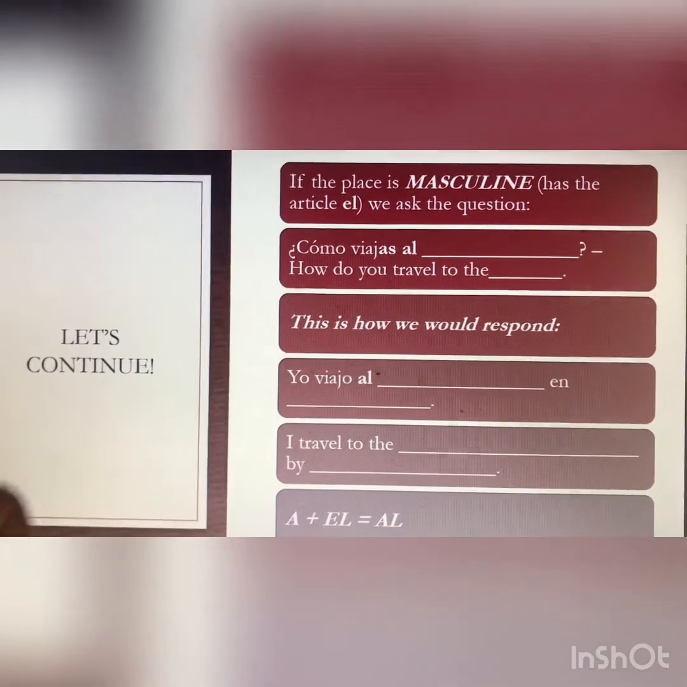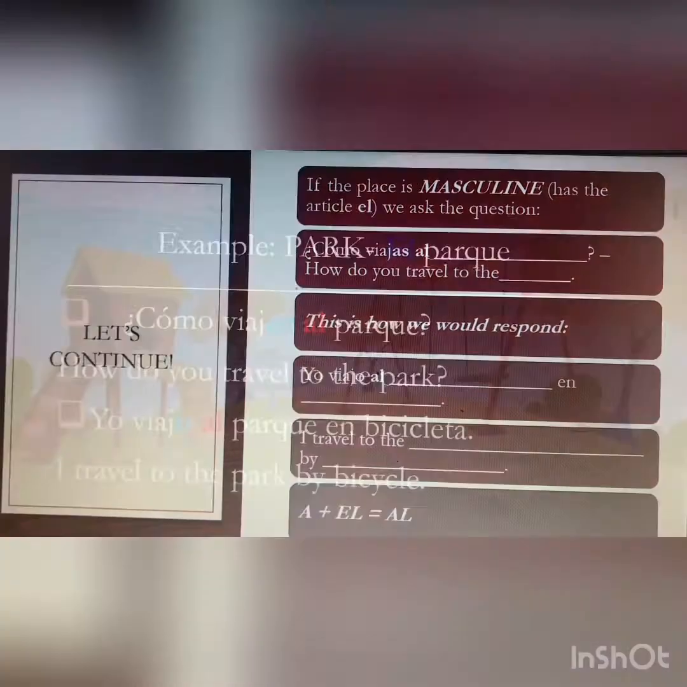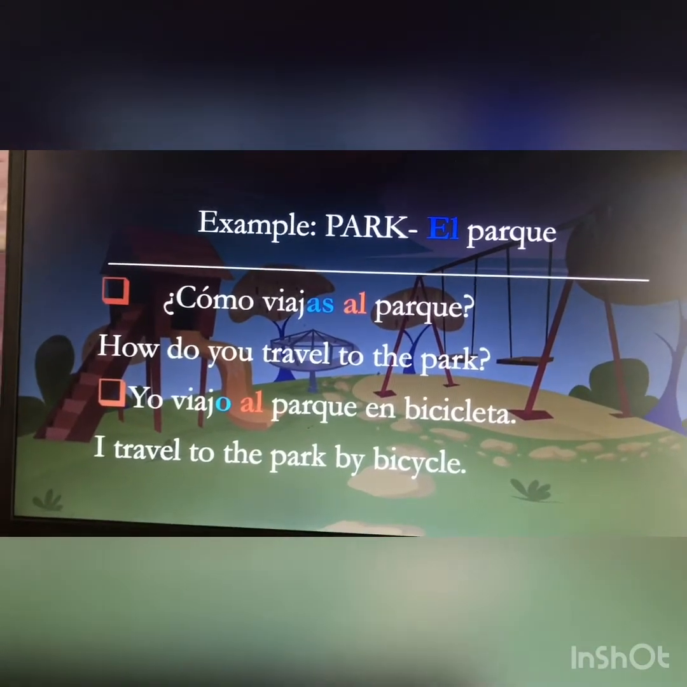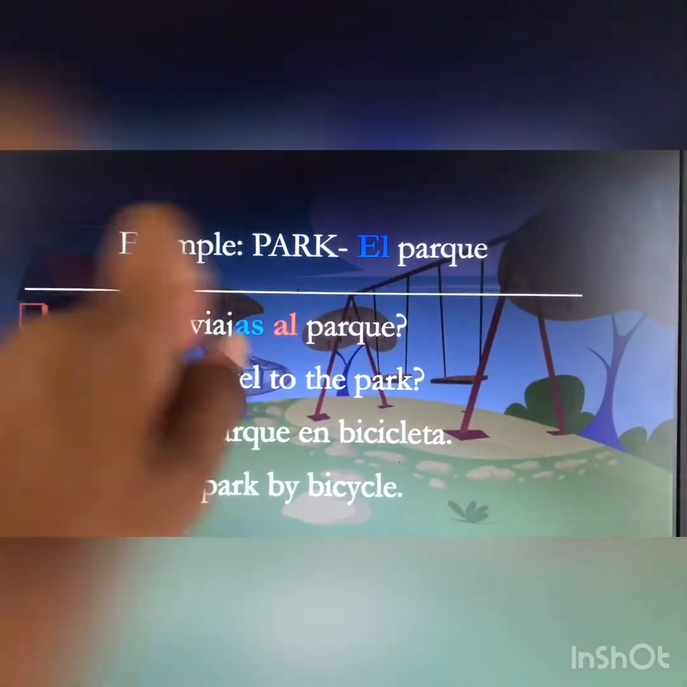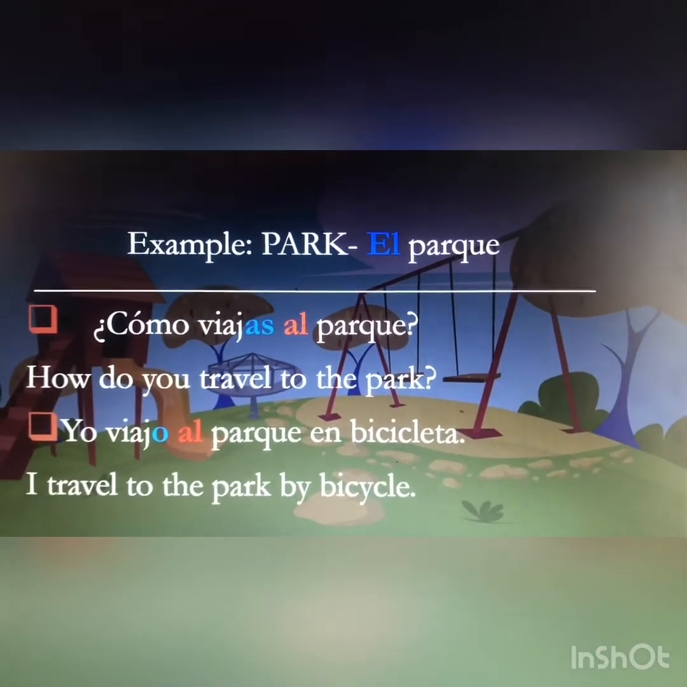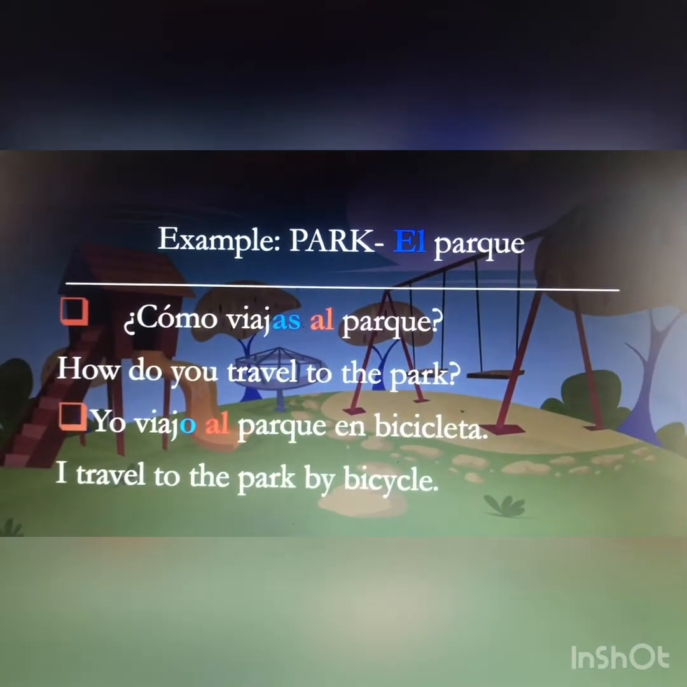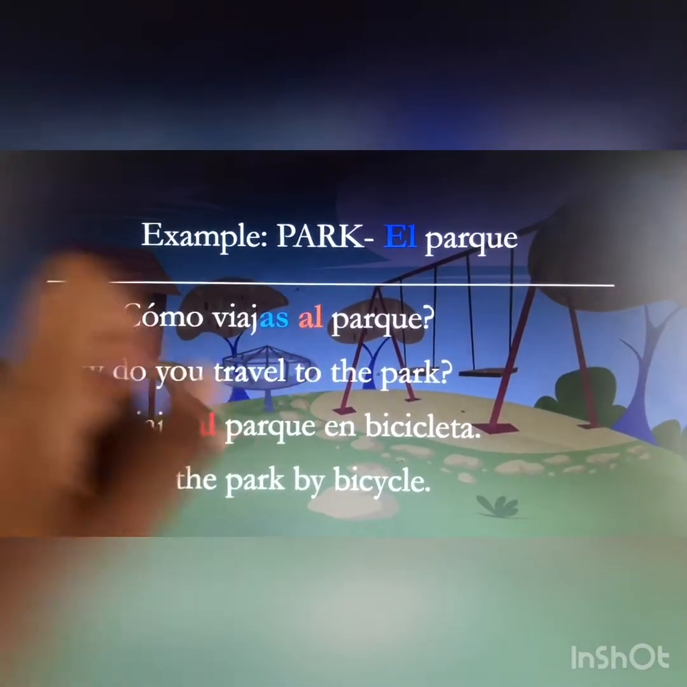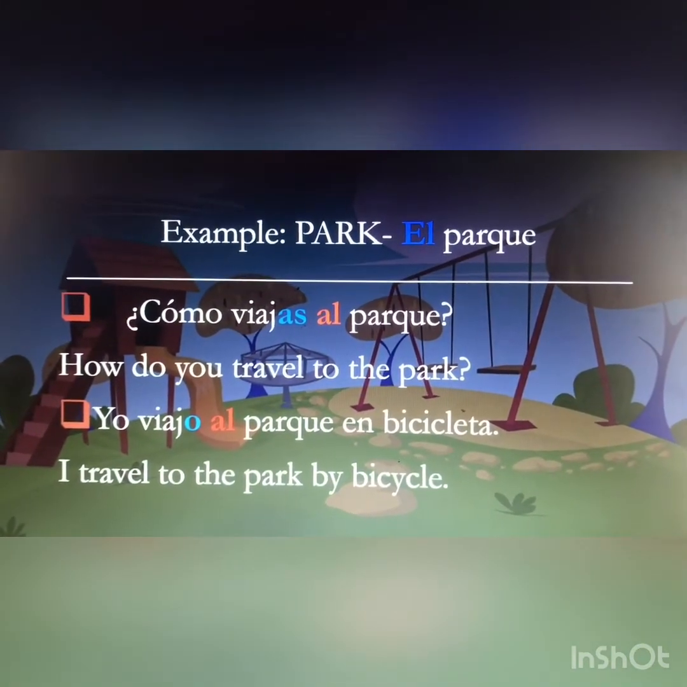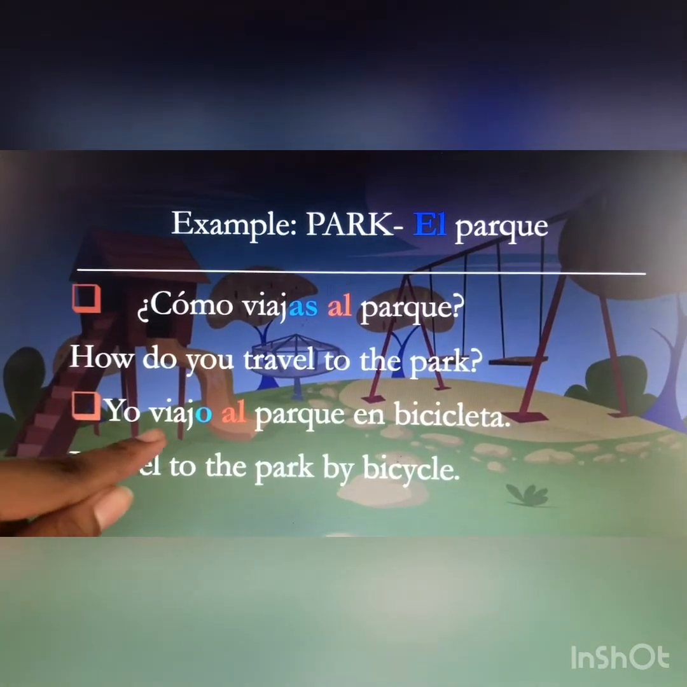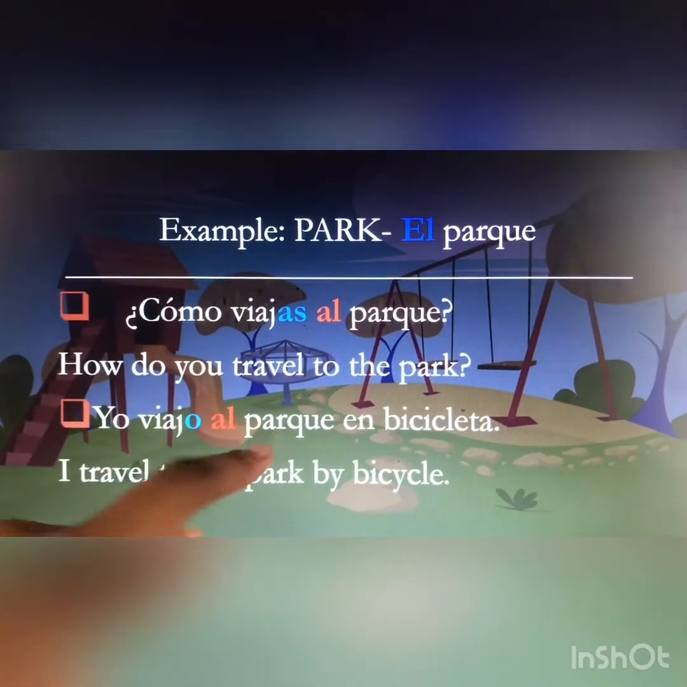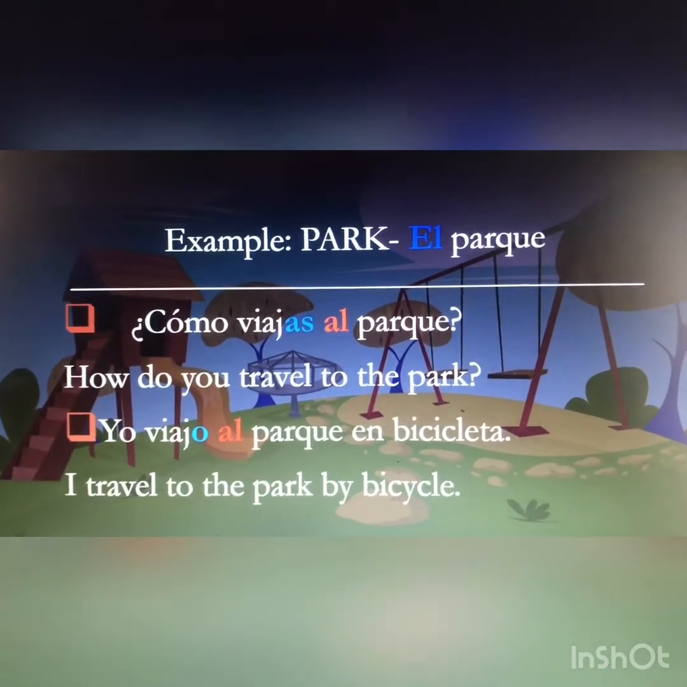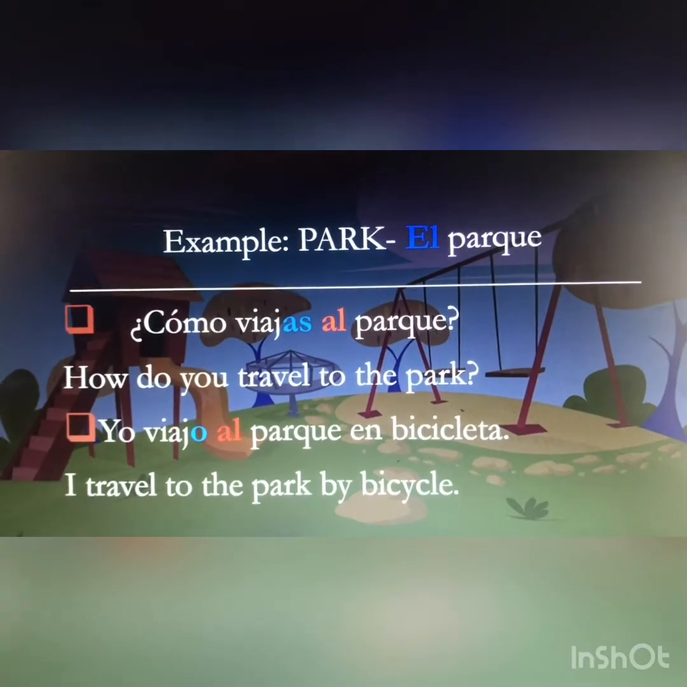So let's look at an example together. Let's say for example we're talking about the park, and park in Spanish is el parque. So it's masculine because it has the article el. Our question would be, ¿cómo viajas al parque? And to respond, we would say, yo viajo al parque en bicicleta, meaning I travel to the park by bicycle.